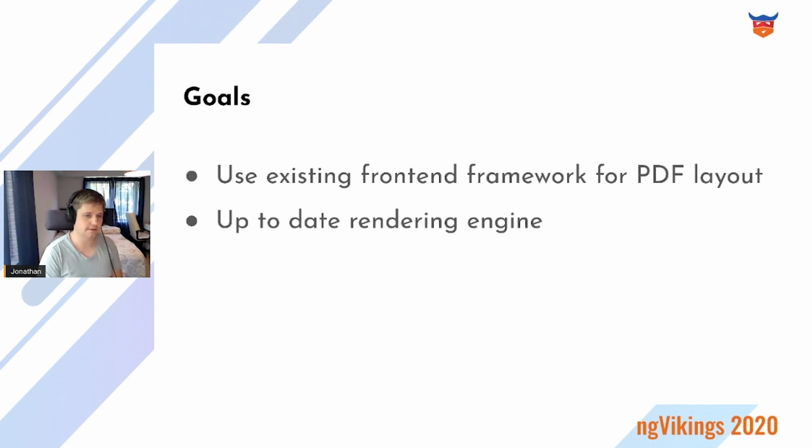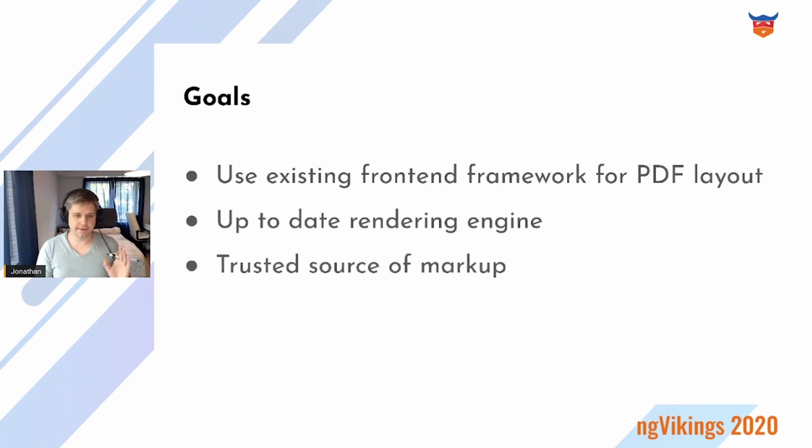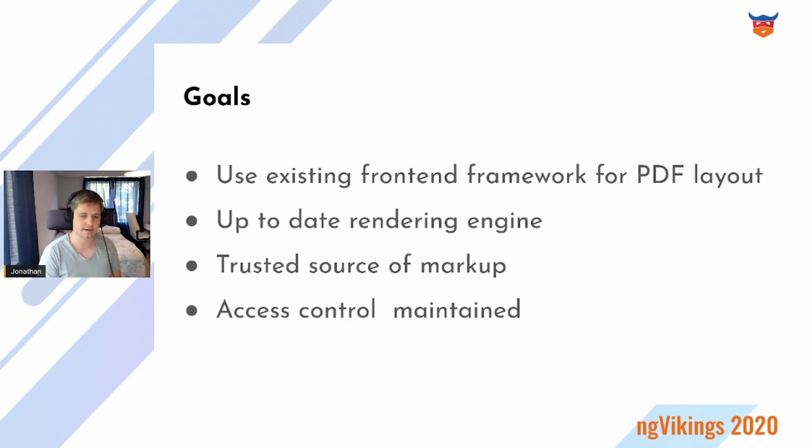I wanted to use an up-to-date rendering engine. Both of the previous solutions I've seen in use were using quite old browsers that no one dared to touch and update because they weren't sure how the rendering was going to break. I want to make sure that the markup used when generating the PDF is from a trusted source, one that I control, and that I know the content is as expected, while not making any compromises on the security and access control of the APIs.